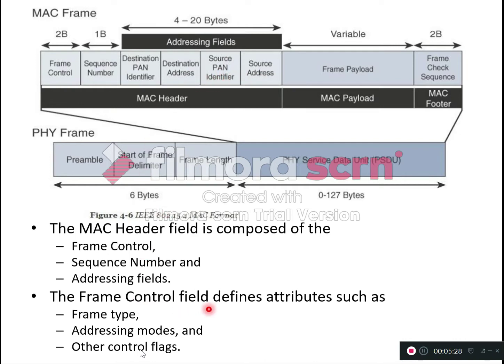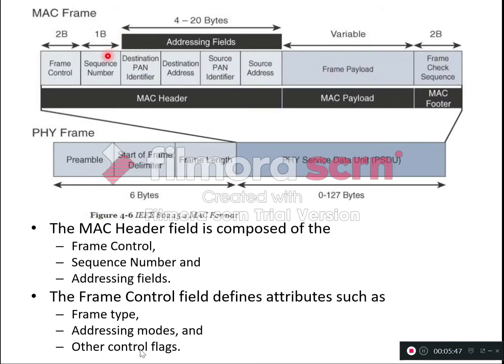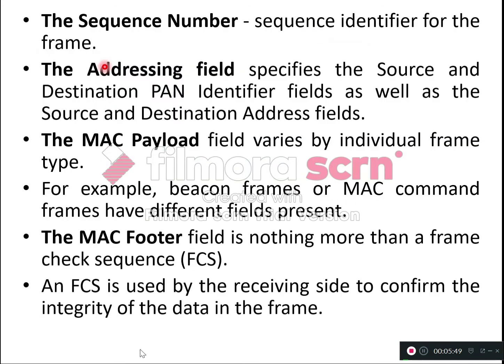The frame control field defines attributes such as the frame type, addressing modes and other control flags, and it is 2 bytes. The sequence number. So you can see in the previous slide, this is the sequence number. That sequence number is an identifier for the frame. So what is the number of the frame? What is the number of the packet? That will be specified by this sequence number.